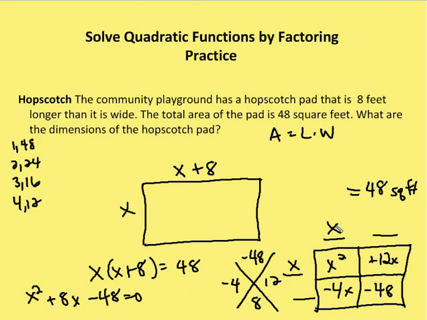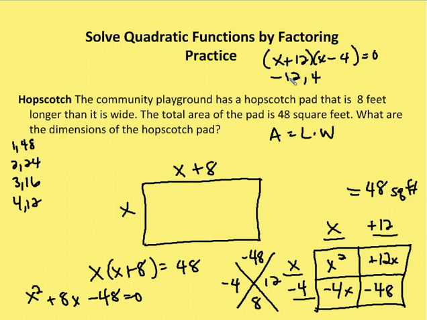So, okay, greatest common factor in the first column is x. Greatest common factor in the second column is going to be plus 12. Greatest common factor in the first row is x. Greatest common factor in the second row is -4. So we end up with x plus 12 times x minus 4 is equal to 0. I can see that -12 and 4 are my zeros.